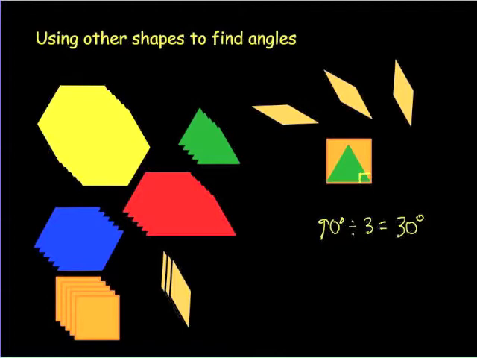Now, if we know this measure is 30 degrees, and 2 of these make up the triangle, that means that the angle in the triangle is 60 degrees. Again, this one's 30, and this one's 90. Knowing these 3, we can figure out the measure of the angle of all the rest of these polygons over here. So let's get rid of some of these.